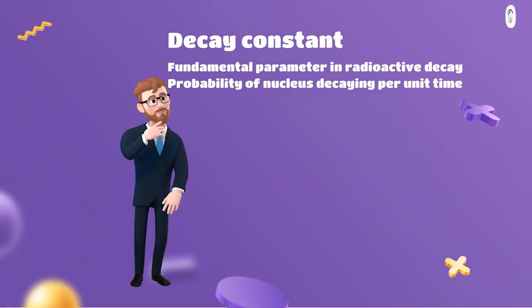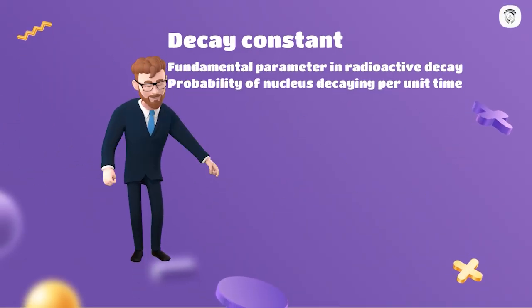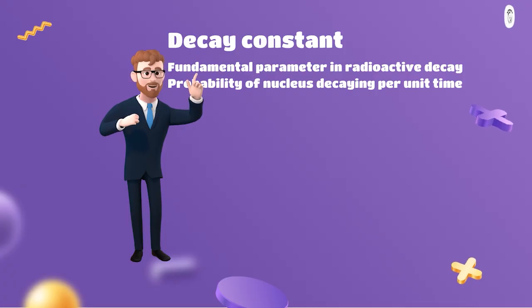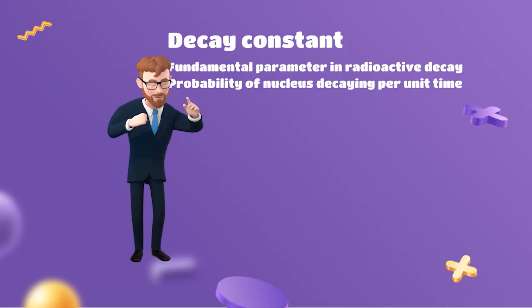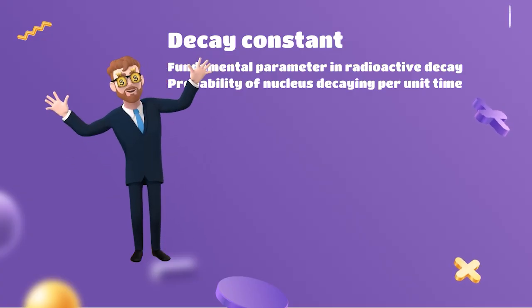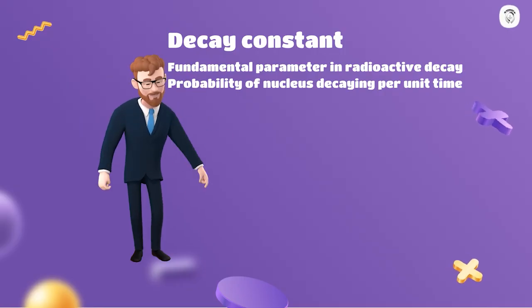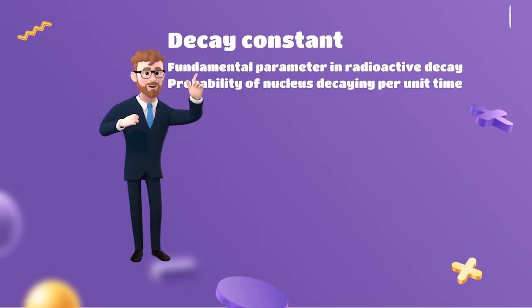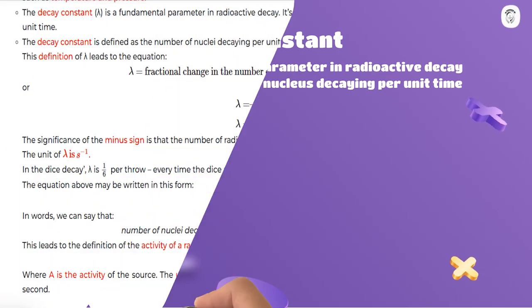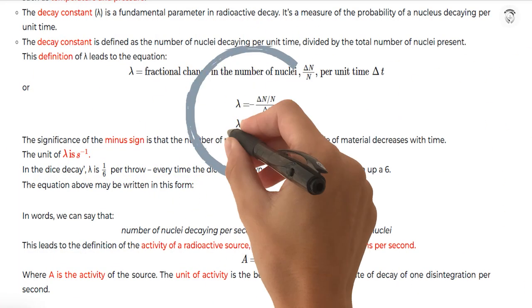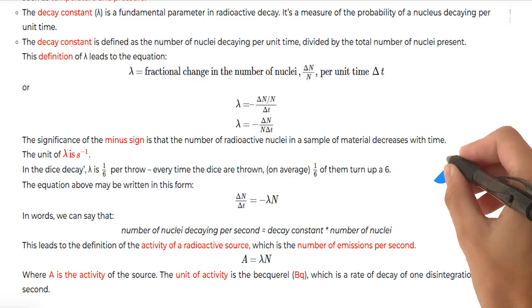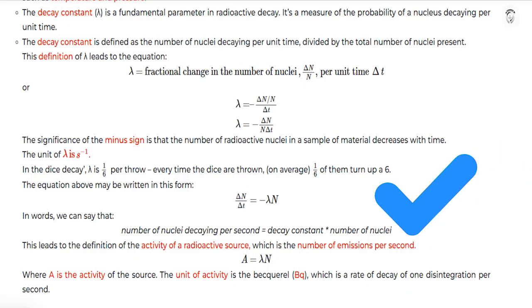Then let's talk about the decay constant. The decay constant is the fundamental parameter in radioactive decay, and you can say that this is the probability of the nucleus decaying per unit time. So, let us see this in detail. I said that the decay constant is the number of nuclei decaying per unit time, and we have to divide that by the total number of nuclei present.